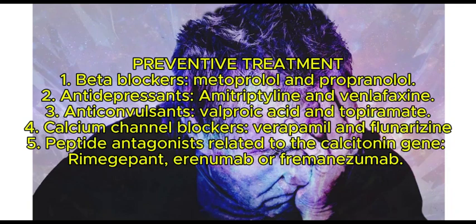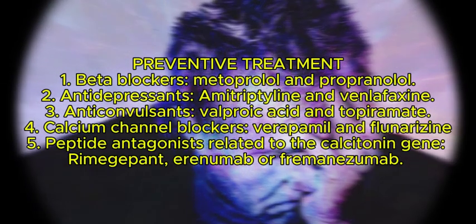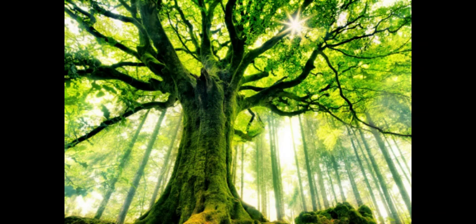Peptide antagonists related to the calcitonin gene, for instance, rimegepant, erenumab, or fremanezumab. Third-hand alternative, and in Sweden only for patients with at least 2 migraine attacks per month and who, after optimized treatment, did not have an effect or tolerated at least 2 different medicines against their migraine attacks and tried with 3 times.